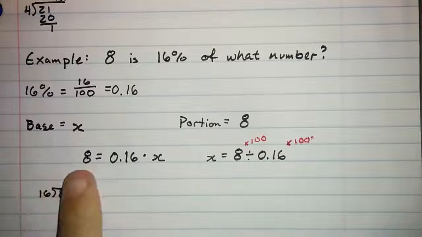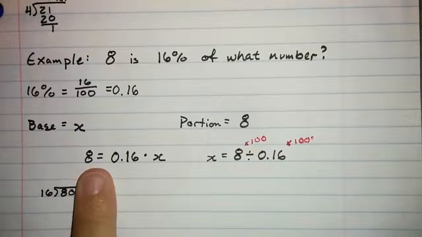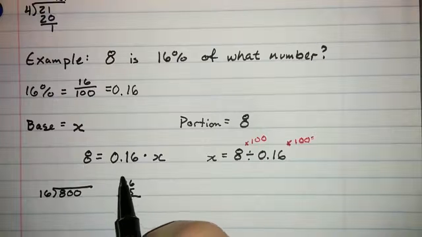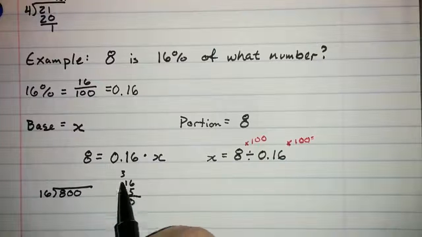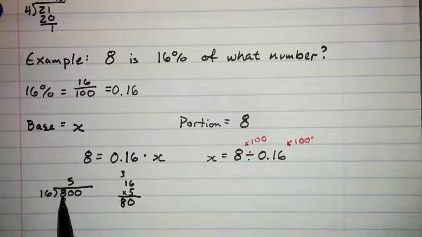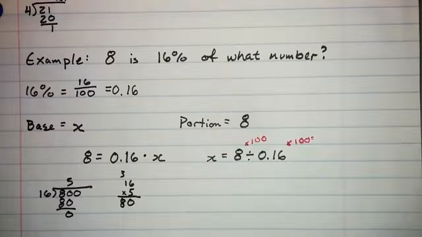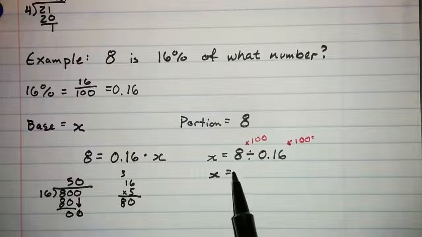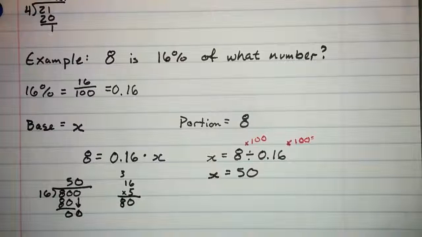So let's see. 16 goes into 8? No. Into 80, something. Maybe 5 times. 5 times 6 is 30. 5, 8. Oh, okay, yeah. And now notice I have another 0 left here. 16 goes into 0 times. My x is 50. So the answer to my question then, 8 is 16% of 50.